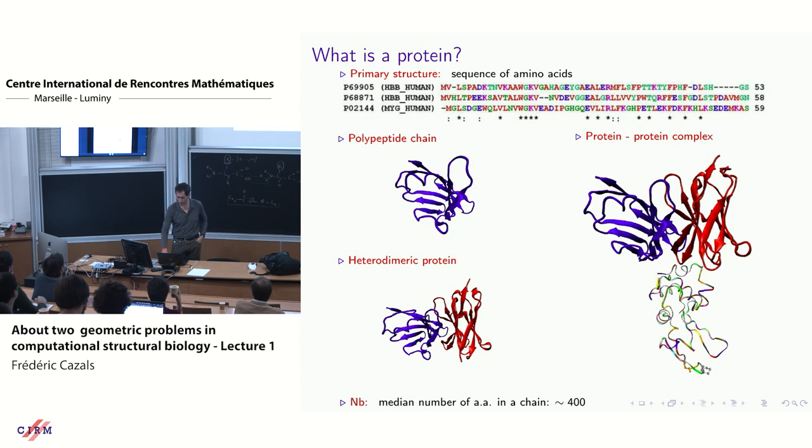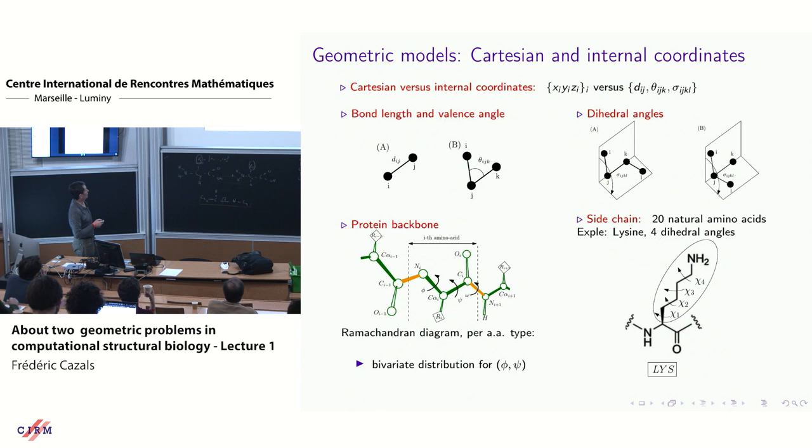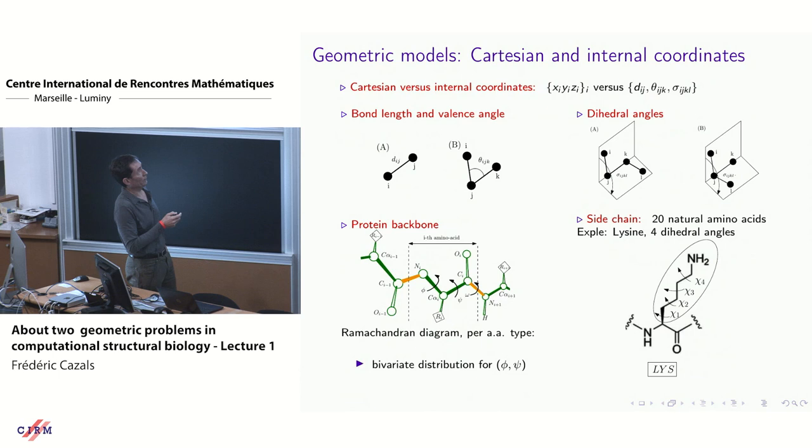And so now, where is the geometry coming from? Well, we have to model these shapes in three dimensions. And so there are two types of models which are used. The easiest one is to say that each atom has three Cartesian coordinates, x, y, z. And of course, if now I translate a molecule, the shape is going to be the same, but the coordinates are going to change.